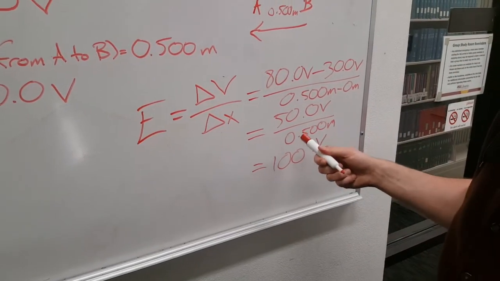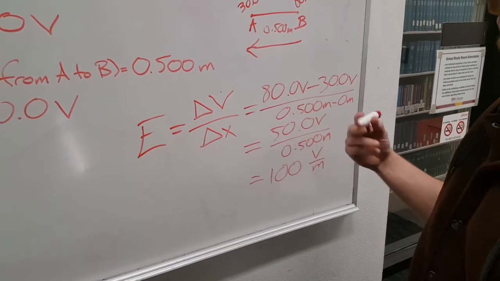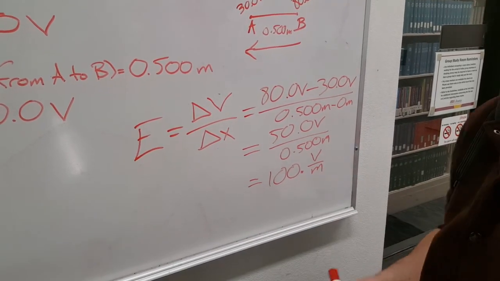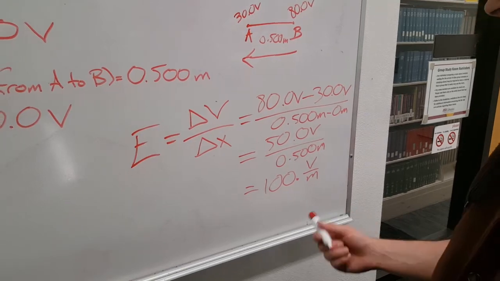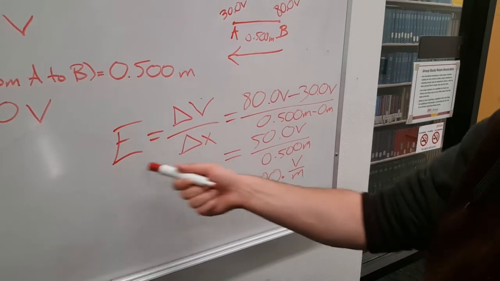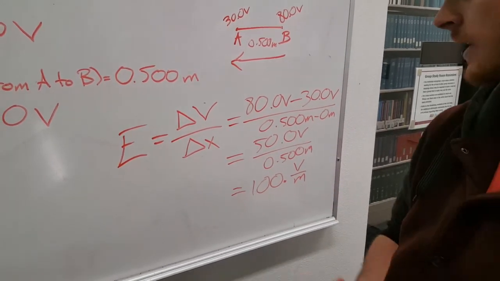We have to keep our sig figs. We're using 3 significant figures in this problem, so we're going to put a period right there to make sure we have 3 sig figs for our answer. As another check, we can see that our units are correct for our electric field. We have volts per meter, which is standard units.